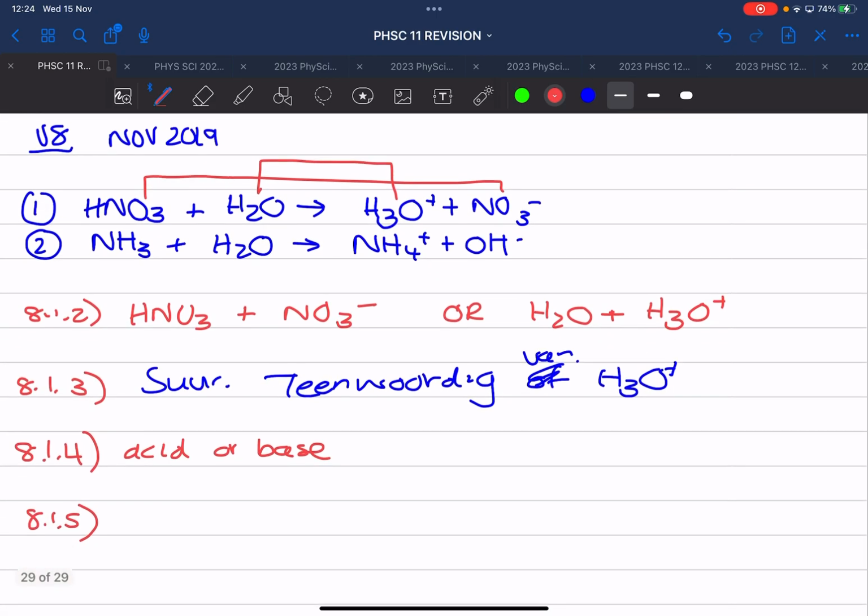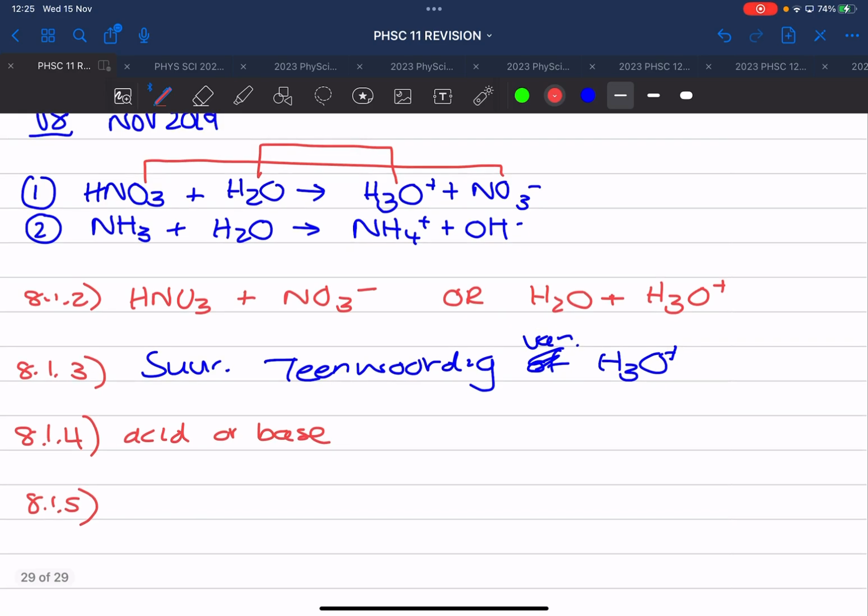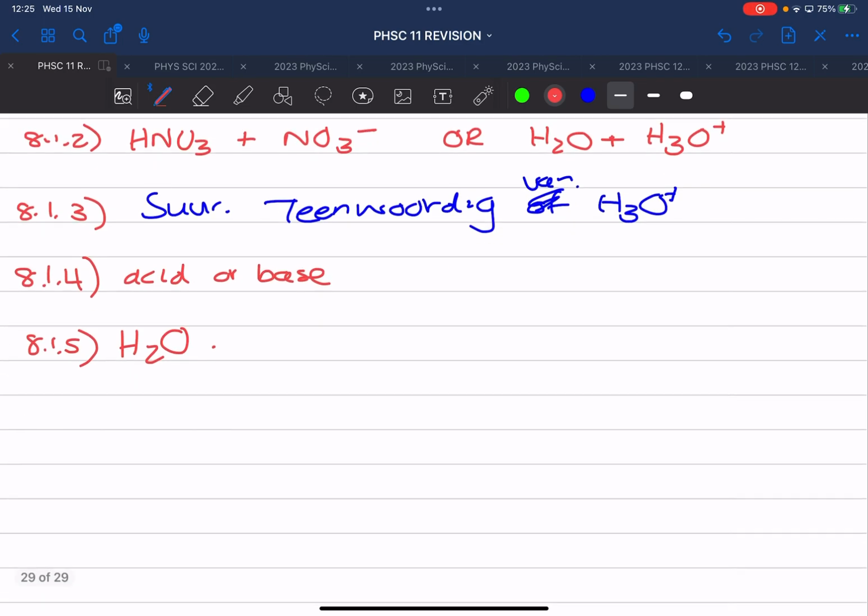Nee, ek wil net dubbel seker maak. Okay, let's check. So our first reaction is which one? Water. Let's just check. In this reaction, what happened to water? It gained a hydrogen. So in this reaction, water is a base, a basis. En hierdie reaksie, wat het gebeur met water? Hy het 'n waterstof weggegee. So then it is an acid. So in these reactions, it is water. Wat vir hulle? Gee die formula. So you can't write the word water, you must give the formula for water.